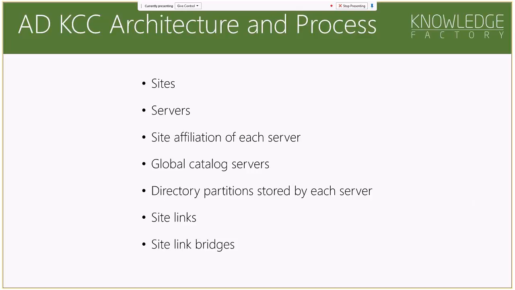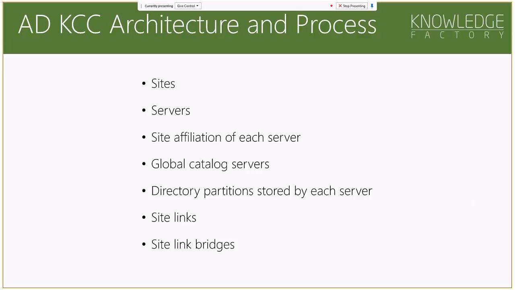One domain controller in each site is selected as the intersite topology generator, which is called ISTG. This is to enable replication across site links. The ISTG automatically designates one or more servers to perform site-to-site replication, and those servers are called bridgehead servers. A bridgehead is a point where a connection leaves or enters a site.